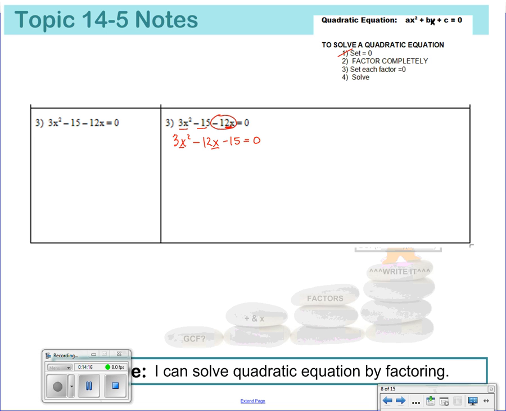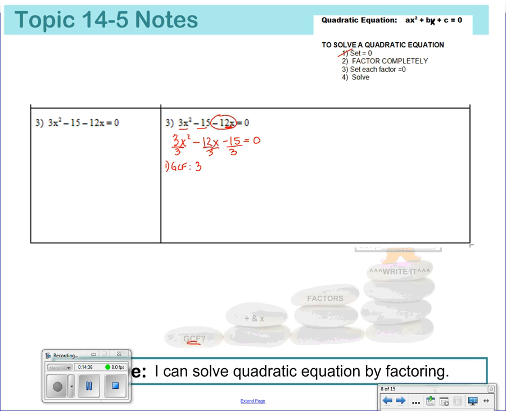We got it set equal to 0. Now factor completely. First rule of factoring is, does it have a GCF? And in this case, we see that there is a number in front of the x squared. That number is a 3. So let's see. Can 3 go into 12? Yes. Can 3 go into 15? Yes. So we do have a GCF of 3.